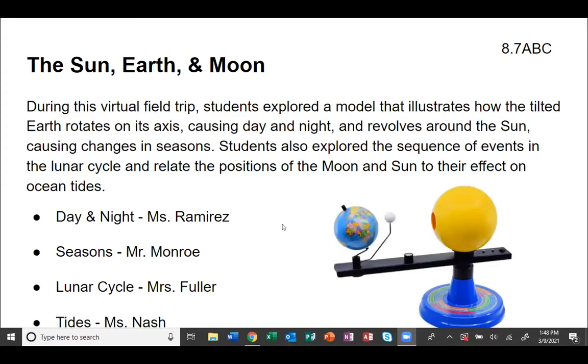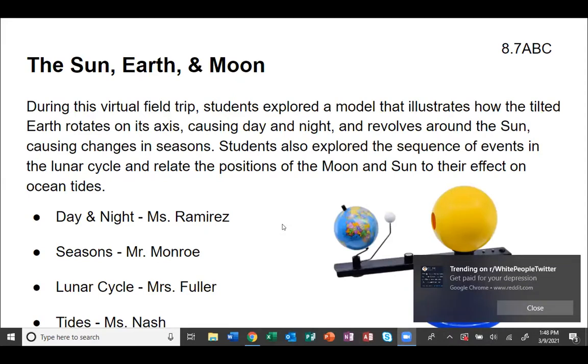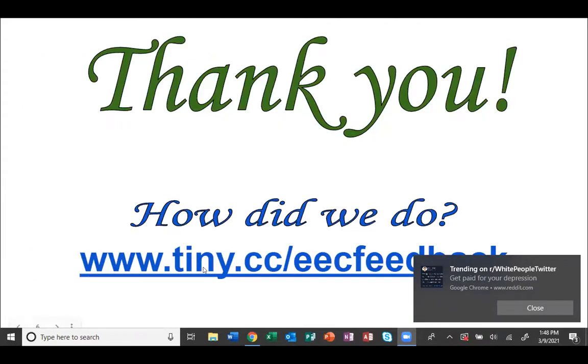During this virtual field trip, students explored a model that illustrates how the tilted Earth rotates on its axis, causing day and night, and revolves around the sun, causing changes in the seasons. Students also explored the sequence of events in the lunar cycle and related the positions of the moon and sun to their effect on ocean tides. Mr. Maris covered day and night. Mr. Monroe covered the seasons. Ms. Fuller talked to you about the lunar cycle. And Ms. Nash covered the tides.